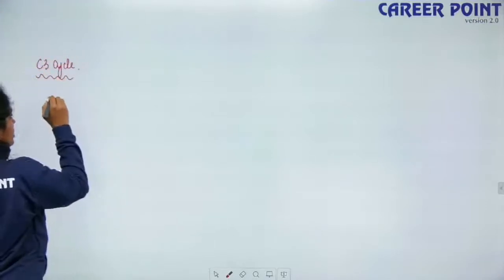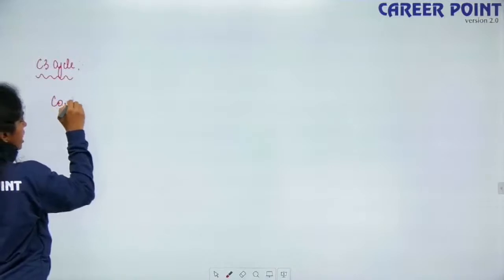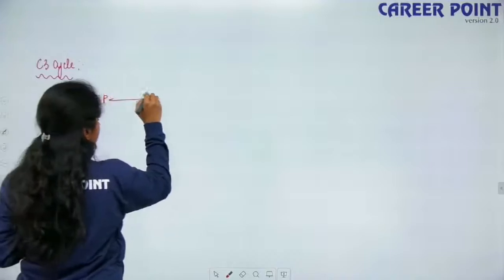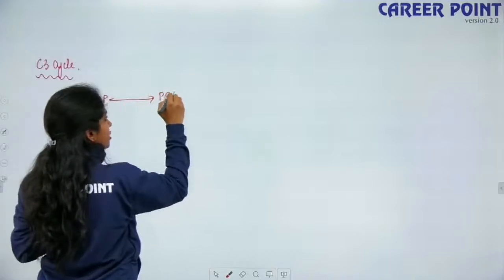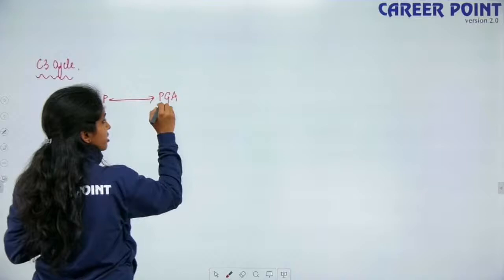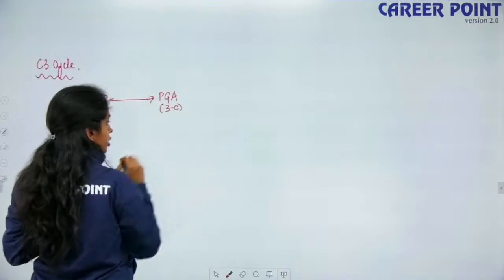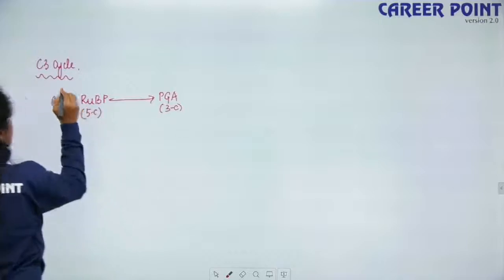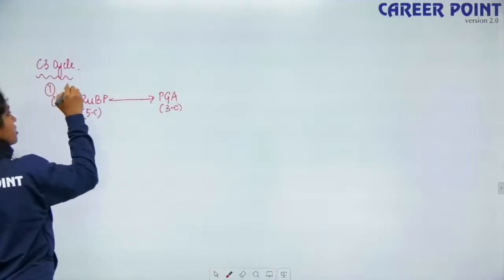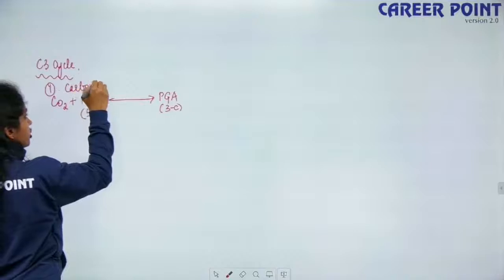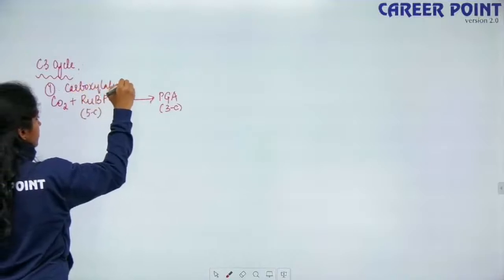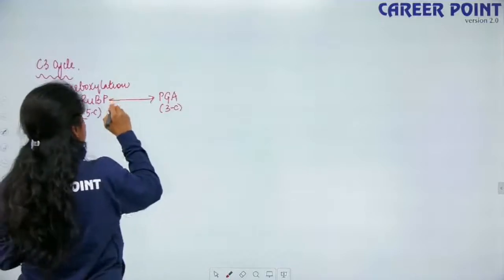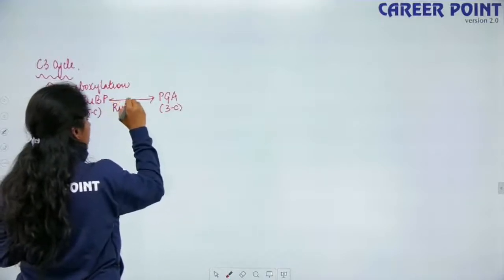Right? So first step, carbon dioxide has to be accepted by ribulose bisphosphate, and it is getting converted into phosphoglyceraldehyde, which is a 3-carbon compound. So this is a 5-carbon compound, right? So this step is step 1, and this is called your carboxylation step. So who is the enzyme that is responsible? That is your Rubisco enzyme.